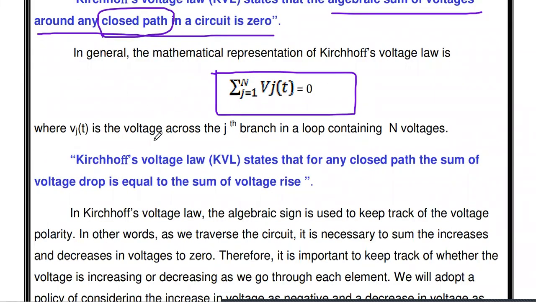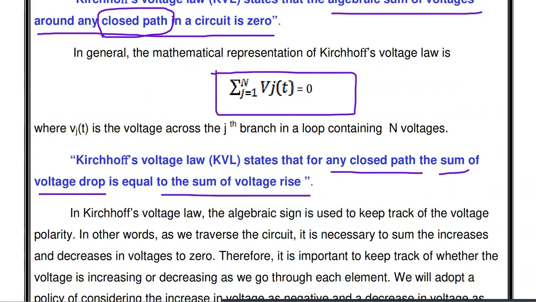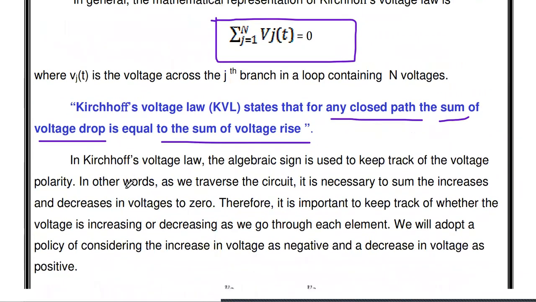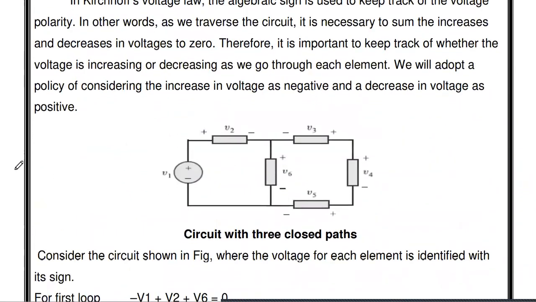Alternatively, Kirchhoff's voltage law states that for any closed path, the sum of voltage drops is equal to the sum of voltage rises. What is voltage drop? What is meant by voltage rise? So you just see the diagram.